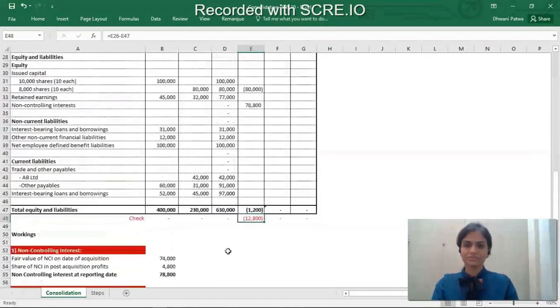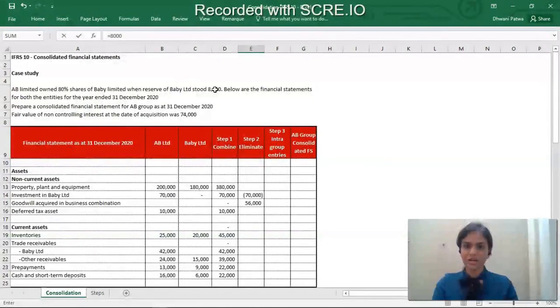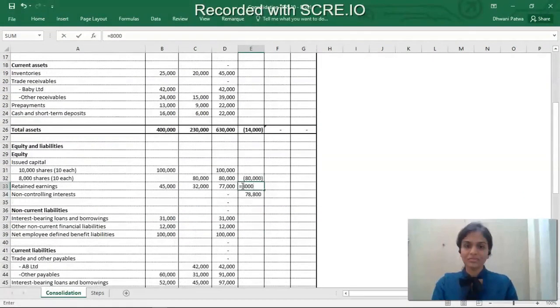Now what is pending? Retained earnings calculation is pending. How do I calculate the retained earnings? In my consolidated financial statement, I don't want a retained earning which doesn't pertain to AB Group Limited. How will I calculate that? I will eliminate the portion which does not belong to AB Group Limited. Now we have pre-acquisition profit as 8,000 as given in the question. I'll take that. I want to eliminate, so I'll put a negative sign. I've taken 8,000 as pre-acquisition profit, which does not belong to AB Group. So I'll eliminate that.